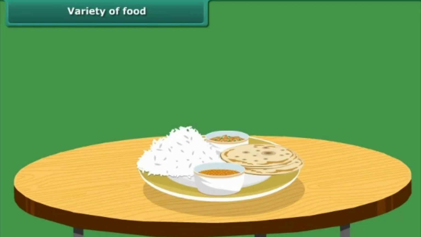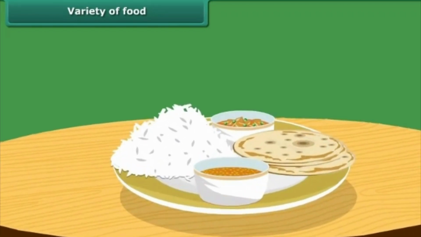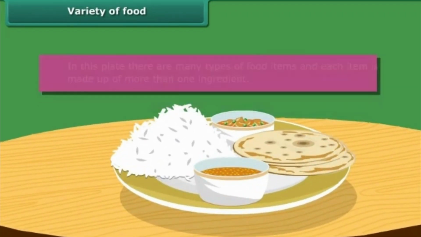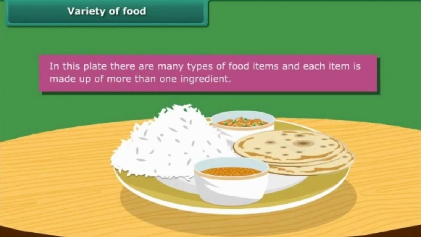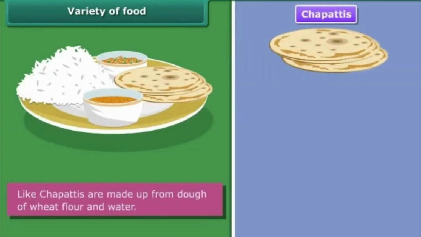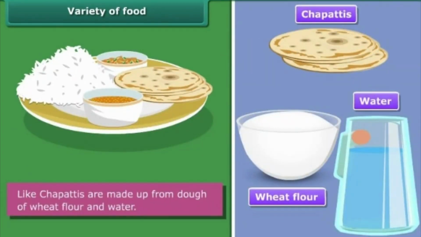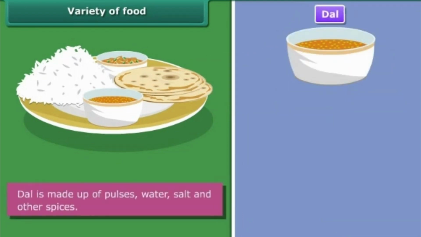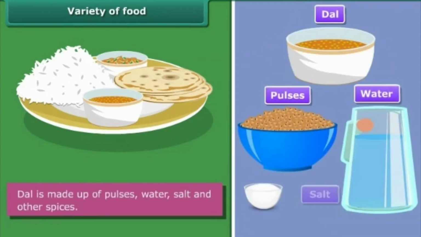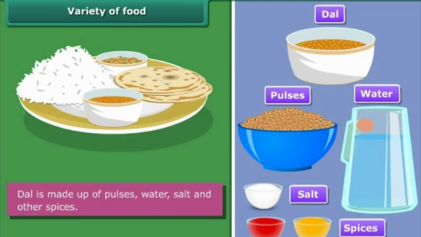Variety of food. Hey, look at the food. What did you notice? In this plate, there are many types of food items and each item is made up of more than one ingredient. Like chapatis are made up from dough of wheat flour and water. Similarly, dal is made up of pulses, water, salt and other spices.